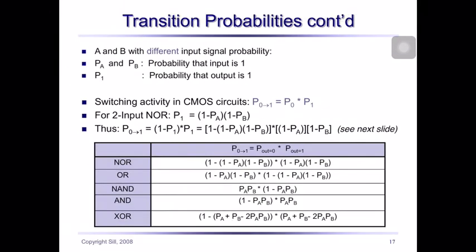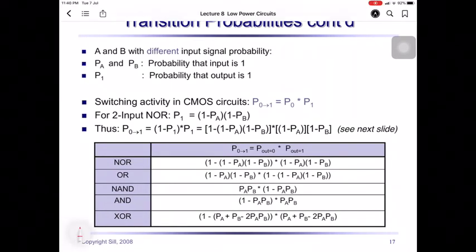Okay, so now we found out what is the transition probability for the NOR gate. So you can also describe it in the formula form, right? So you can remember here that the switching activity in a CMOS circuit for P0 to 1 is actually P0 times P1. Here are the formulas for all the basic gates, NOR, OR, NAND, and XOR.